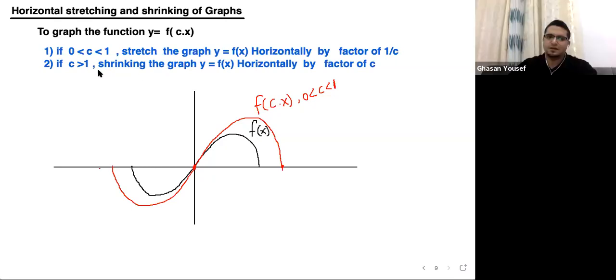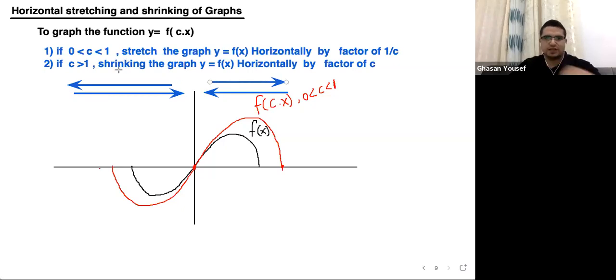Yeah, this is given. Now to graph the function f of c times x such that c is greater than 1, we have to do horizontal shrinking. Shrinking means we have to push everything toward the y-axis. Horizontally means everything is pushed toward the y-axis, like this, or sometimes like this. It depends. So horizontally and shrinking. Shrinking means we push it close to the y-axis.